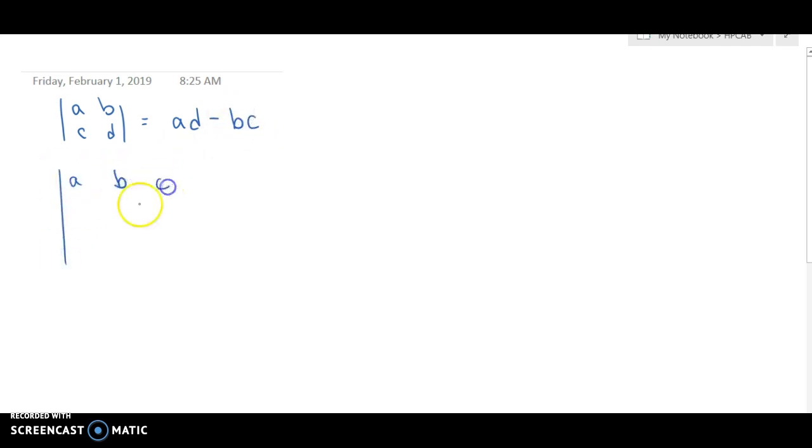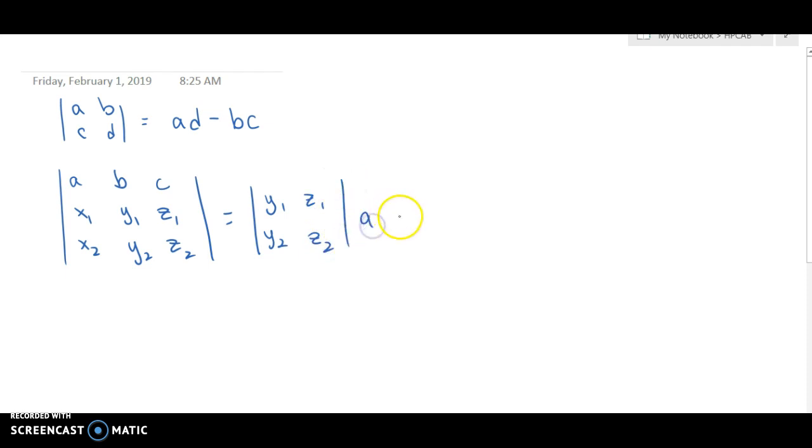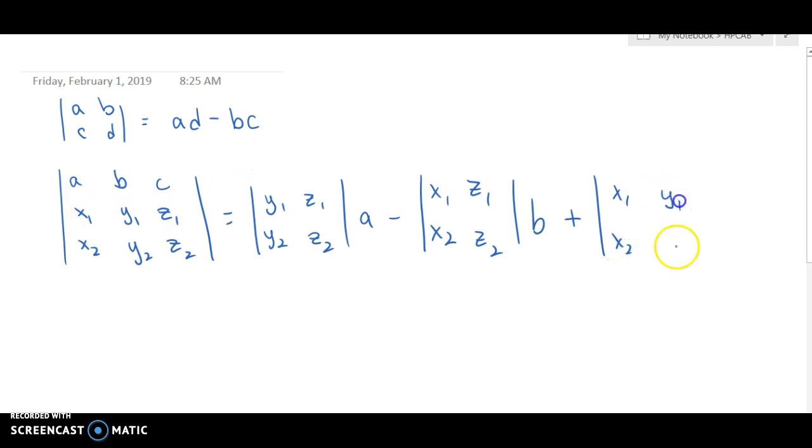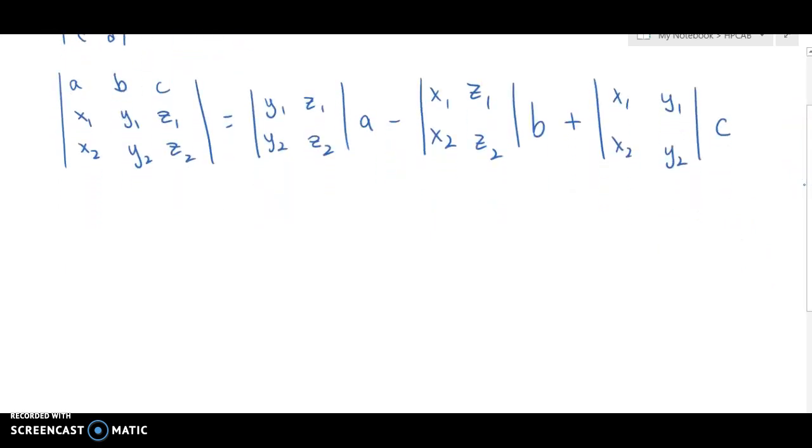We had A, B, and C going across, and we had x1, y1, z1, x2, y2, and z2, and that ended up equaling the determinant of everything but column A, so y1, y2, z1, z2, times A, minus the determinant of everything but column B, so x1, x2, z1, z2, times B, and then plus the determinant of everything but column C, so x1, x2, y1, y2, times C. All right, and so what we're going to do is two problems, and that's all we're doing.